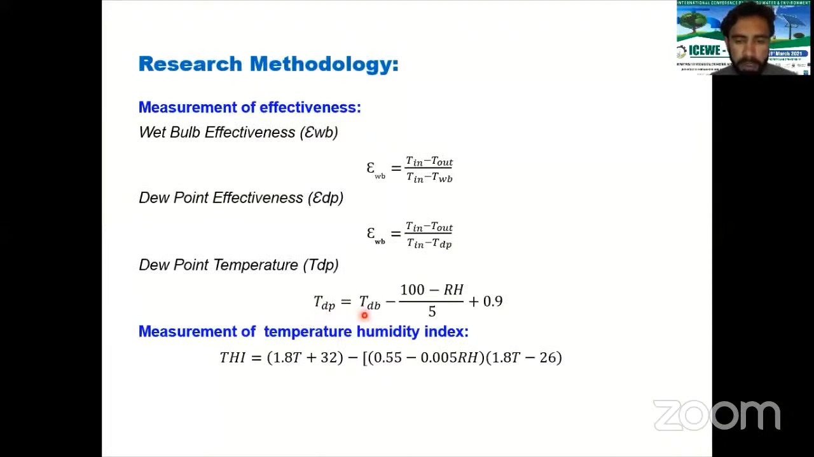The dew point temperature is the temperature to which air would have to cool in order to reach saturation. And the temperature humidity index is the relation of temperature and relative humidity. Relative humidity is defined as the amount of water vapor present in the air, expressed as a percentage of the amount of water needed for saturation at the same temperature.